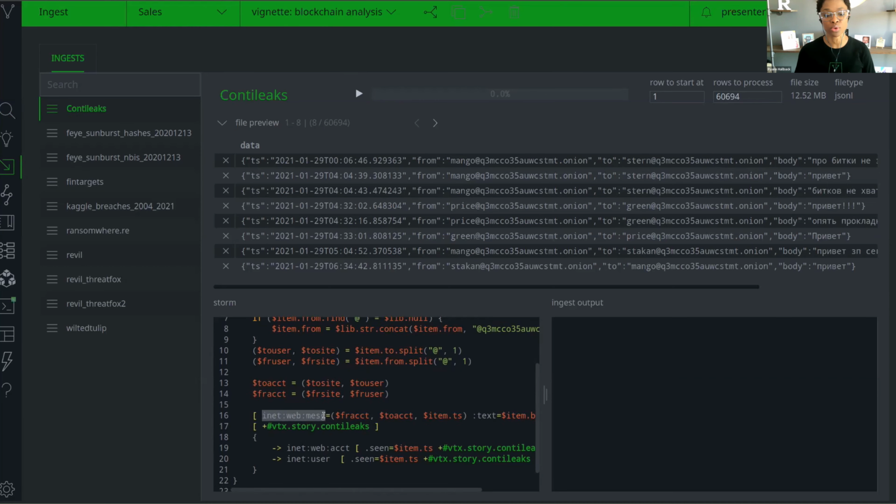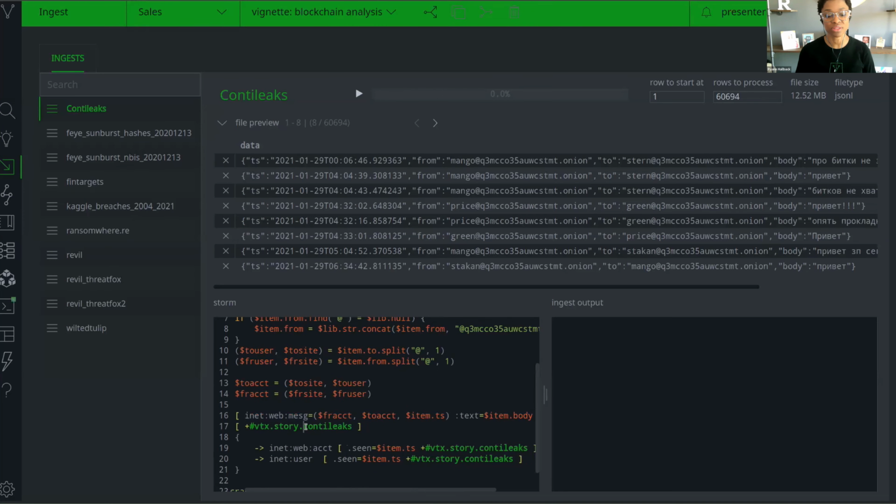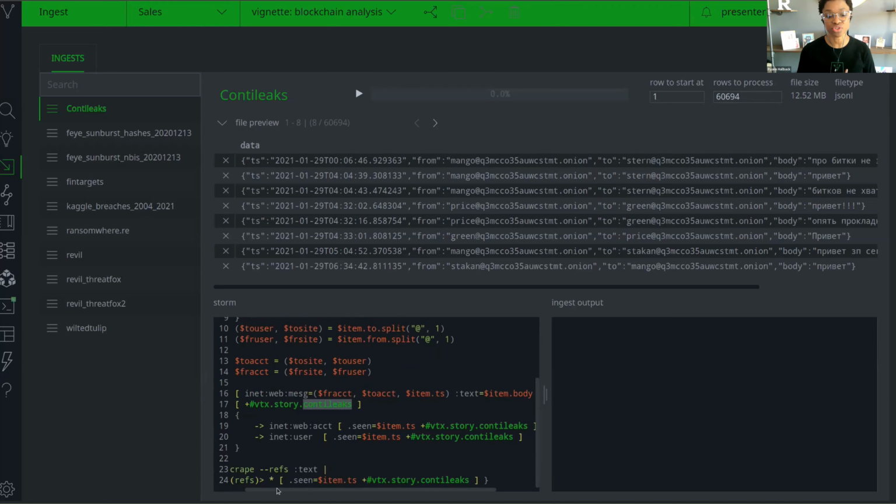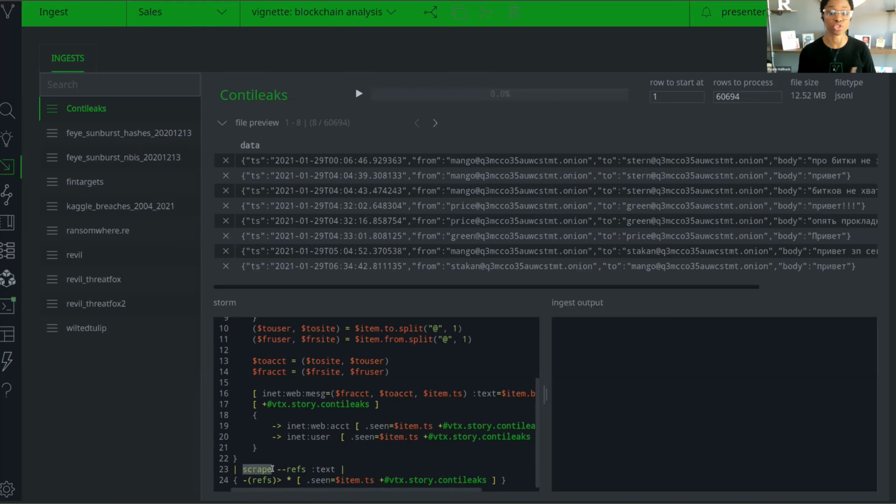And we wrote some Storm code to tell our system what to do. Specifically, we created inet:web:message nodes to represent each of those chat messages that were contained in the JSON file. So we created those messages. We tagged them with an internal story tag of Contileaks to indicate that they're going to be a part of our research. And then in addition to pulling in those messages, we also used our scrape tool to scrape out any easily identifiable indicators like IP addresses, domains, and Bitcoin addresses, and link them back to the original chat messages so that we can see where they came from.